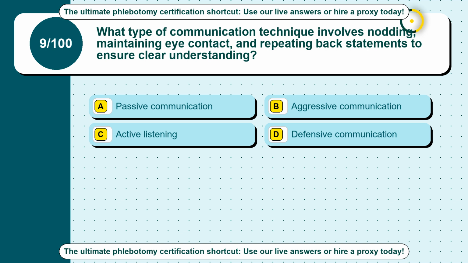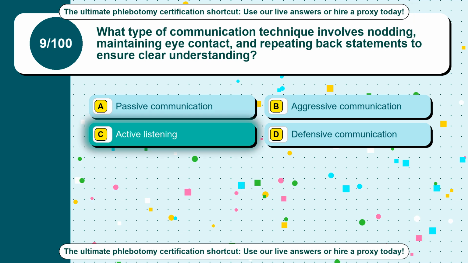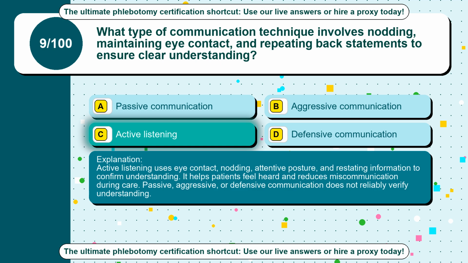Option A. Passive communication. Option B. Aggressive communication. Option C. Active listening. Option D. Defensive communication. The correct answer is option C. Active listening. Active listening uses eye contact, nodding, attentive posture, and restating information to confirm understanding.